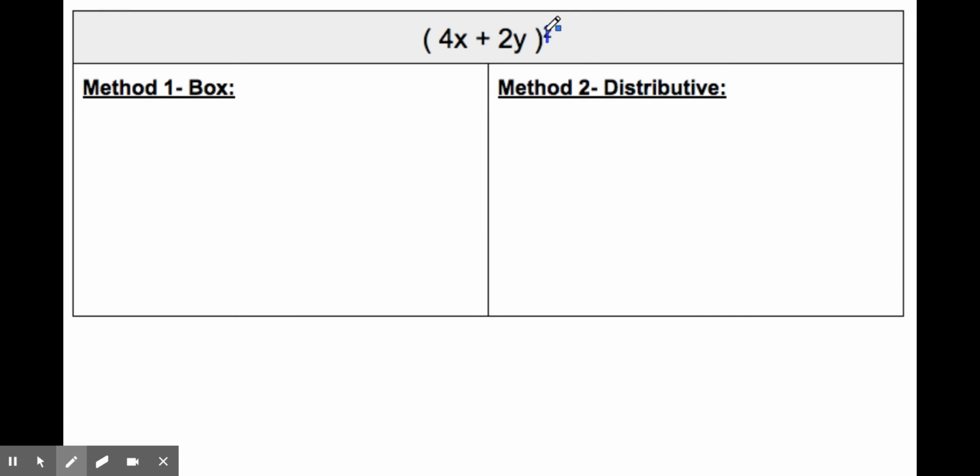So the first thing I'm going to do is get rid of the squared and write it exactly as I see it, 4x plus 2y. I'm going to set this up in box method, 4x, 2y. Both are positive here, 4x, 2y.